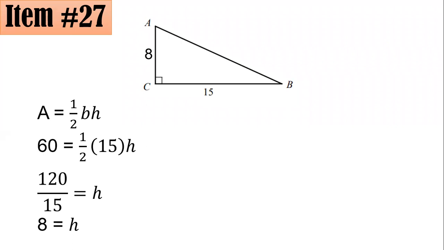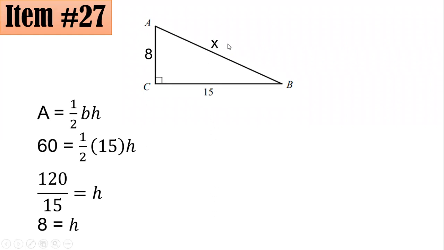And we are looking for the perimeter, and we still need to get the value of AB. But you could see that this is a right triangle here, so the Pythagorean Theorem is applicable.